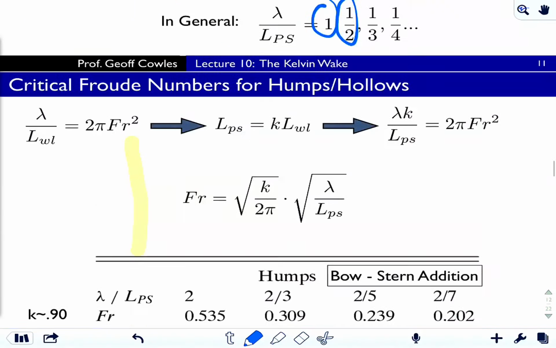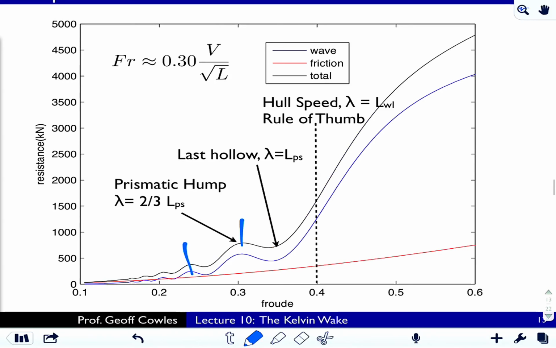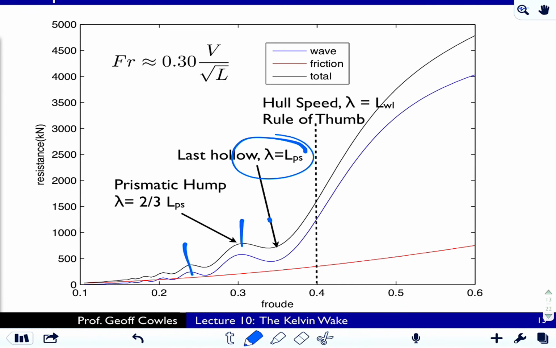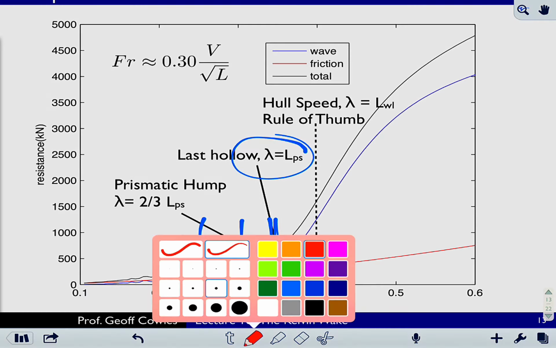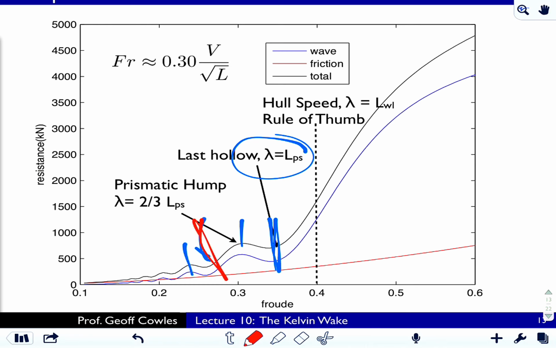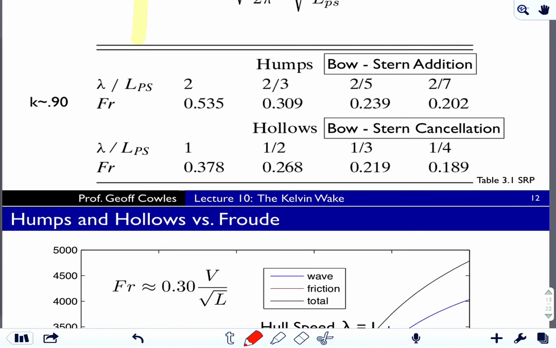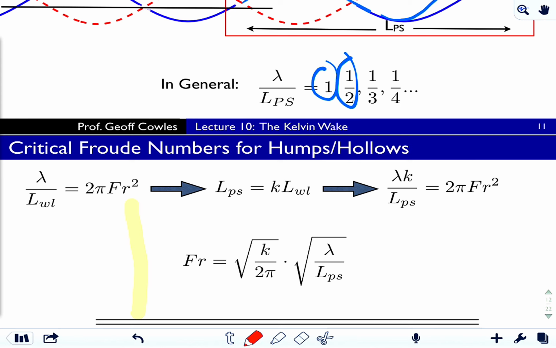And if I scoot ahead here, this is lambda over LPS equals 1. This trough here, the one in back of it, I'll put here in red, you have 2 wavelengths exactly along the boat. And you have 3 wavelengths here, and 4, and 5, and 6, and 7, 8, and 9. So now it gets to be an infinite number, so you can have an infinite number at zero speed. But at that point, your wake's not your concern anyway.